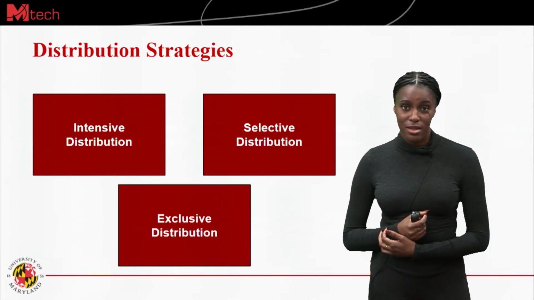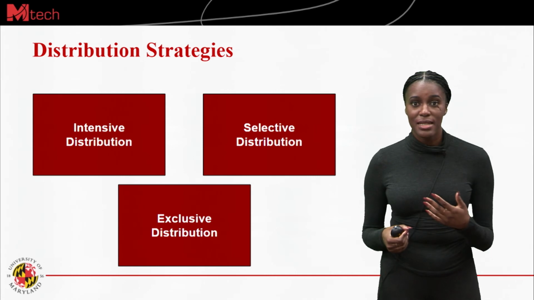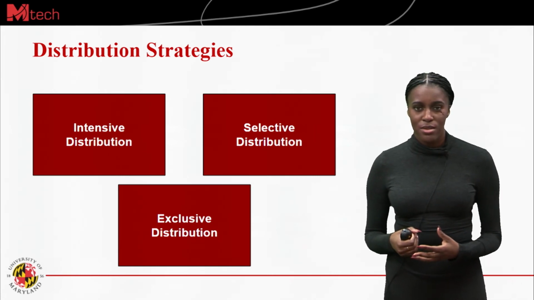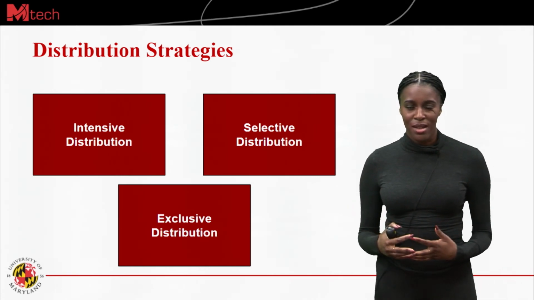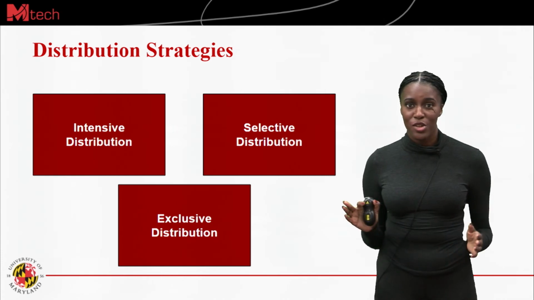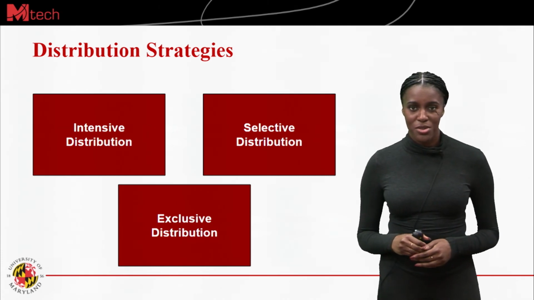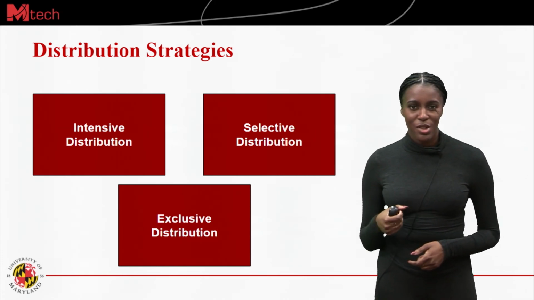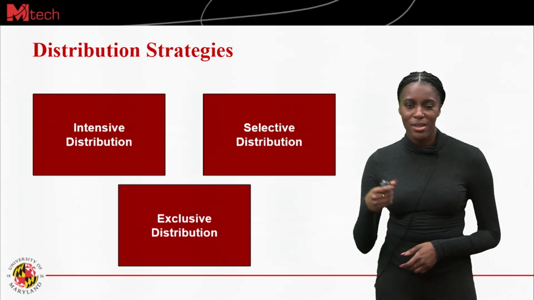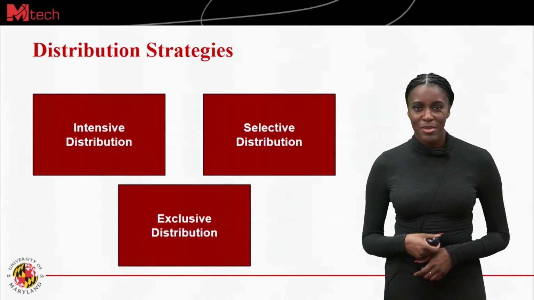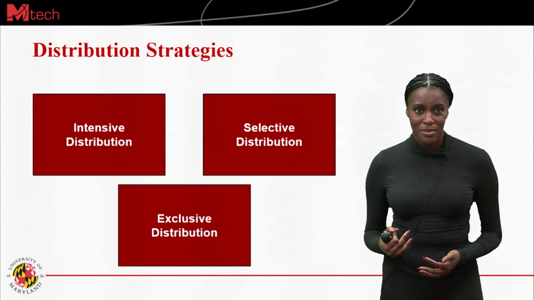When thinking about how you want to structure your channel strategy, there are 3 different distribution strategies you might want to consider. The first is intensive distribution. So this is where you're flooding the market and meeting your customer wherever they could possibly be with your product or service. So that's like getting your product in every single store, putting it on every single website, and making it accessible on your own website.